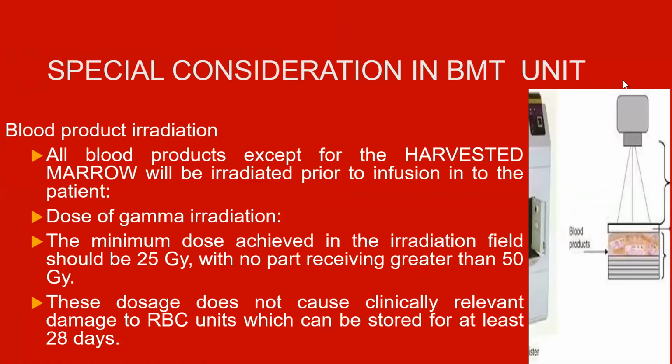Special consideration in the BMT unit. As you know, blood product irradiation: all blood products except for harvested marrow will be irradiated prior to infusion, and the dose of gamma irradiation should be 25 gray. This dosage doesn't cause clinically relevant damage to RBC units, which can be stored for at least 28 days.